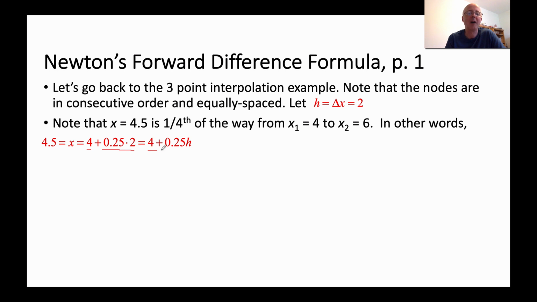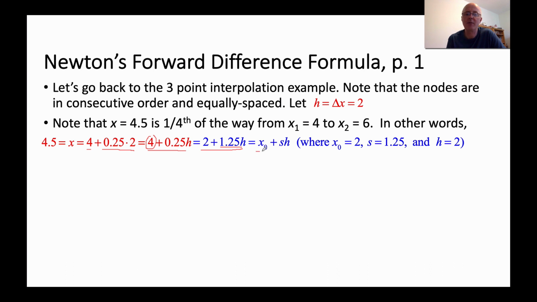2 is our h. I would like to also write this in terms of x0, which is 2. 4 is 2 plus 2, 2 plus h. So I can also write this as 2 plus 1.25h, because 4 is 2 plus h. h plus 0.25h is 1.25h. Right? You can double check this as well by plugging 2 in here. 1.25 times 2 is 2.5, plus 2 is 4.5.